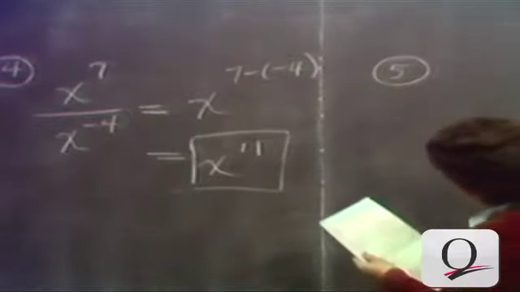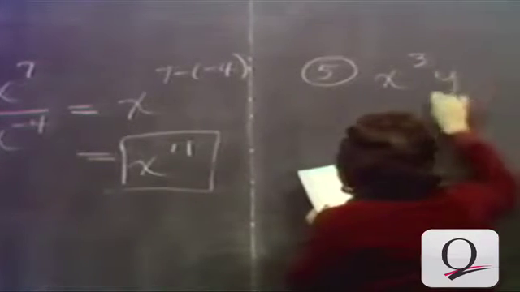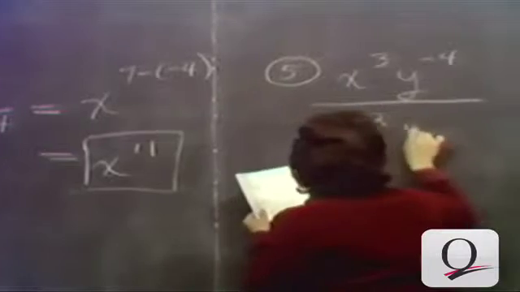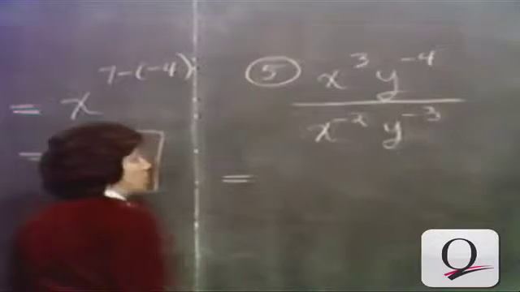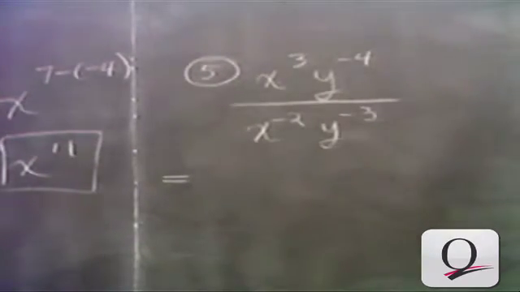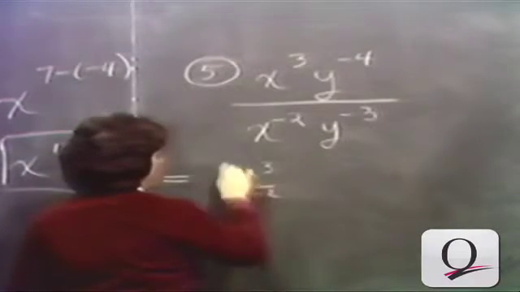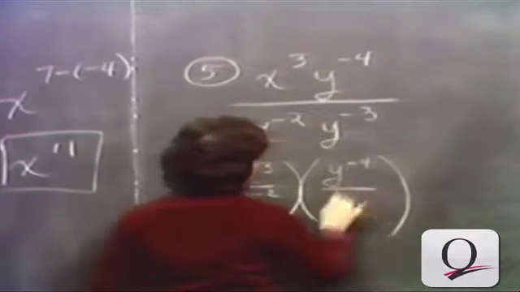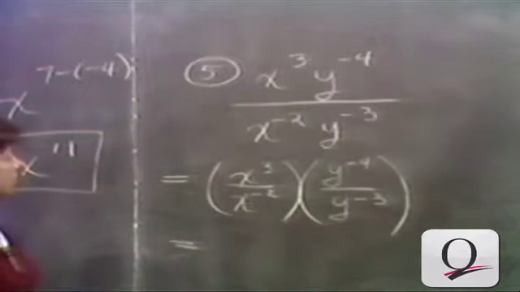In our next example, we want to simplify this. X cubed y to the minus 4 power over x to the minus 2 times y to the minus 3 power. What we can do here is break this into two smaller problems. You can think of it as x to the 3 over x to the minus 2, grouping the x's together, times y to the minus 4 over y to the minus 3. And work them separately and multiply the results.